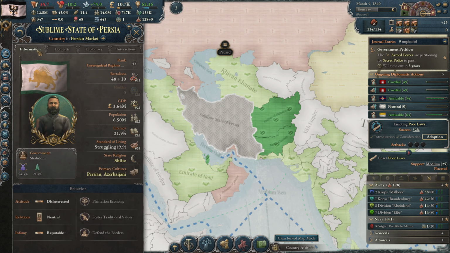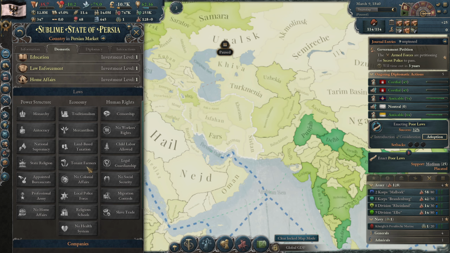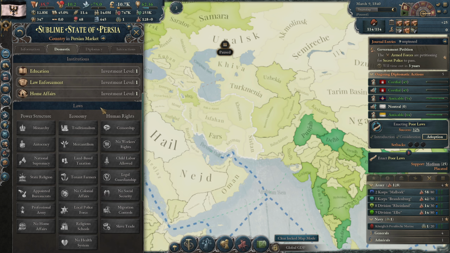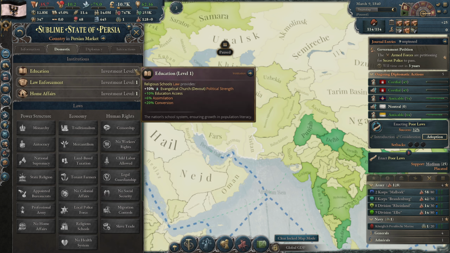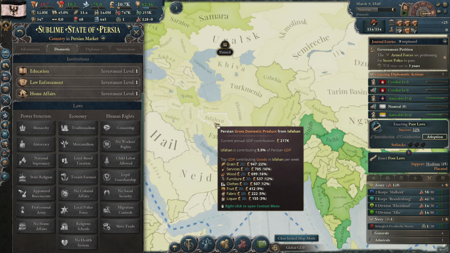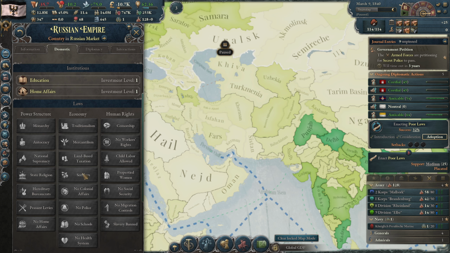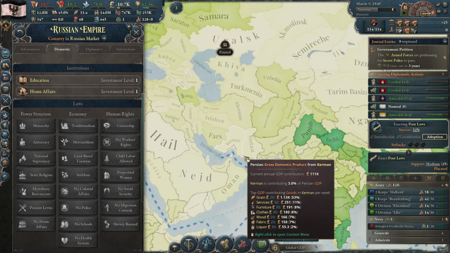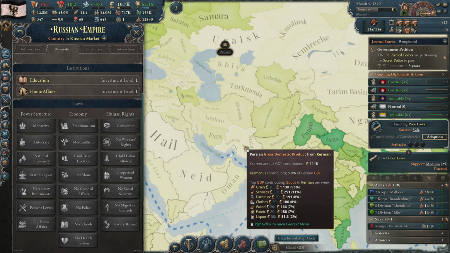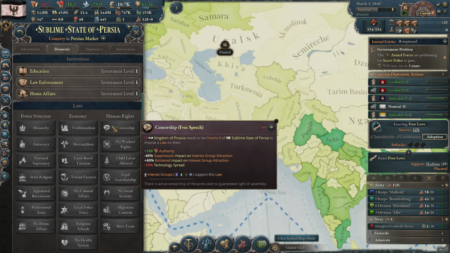In fact, let's take a look at Persia, their domestic situation. They have got tenant farmers, so that's good for them. They have education level 1 because they have religious schools. Well, that's good. That's actually more than what the Russians have. I go over here to the Russian Empire. They have serfdom and no schools. Conceivably, you could industrialize faster as Persia than you could as Russia because you've got the capability there with your school system. Something to think about, and you still have access to resources there.